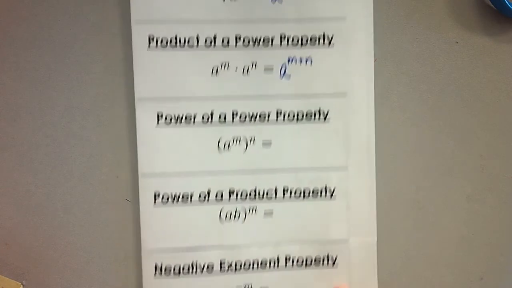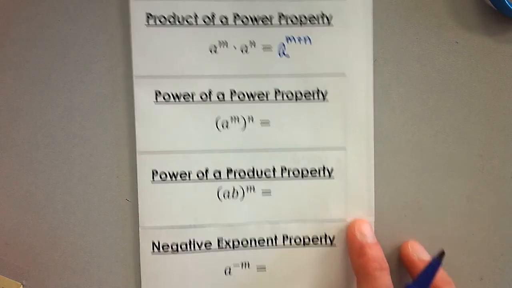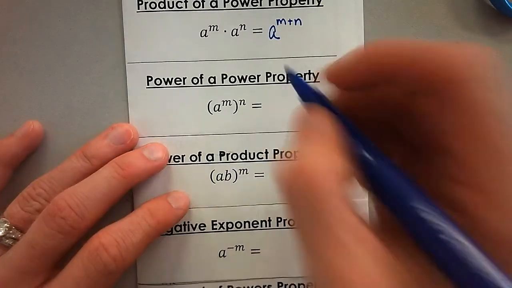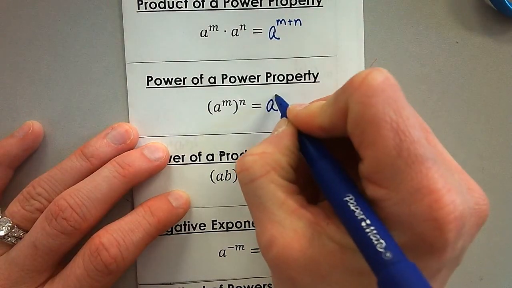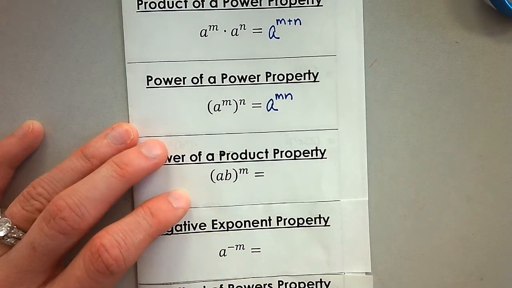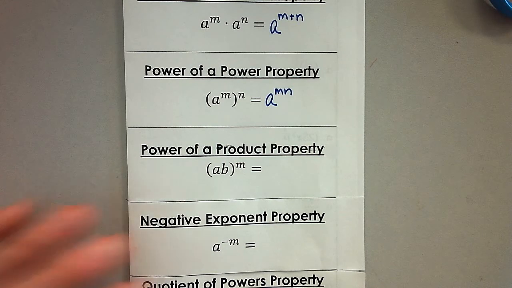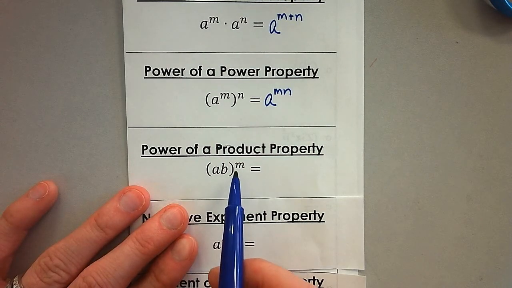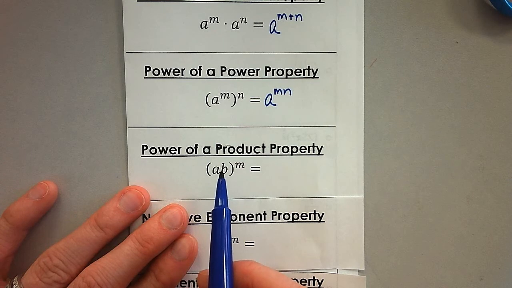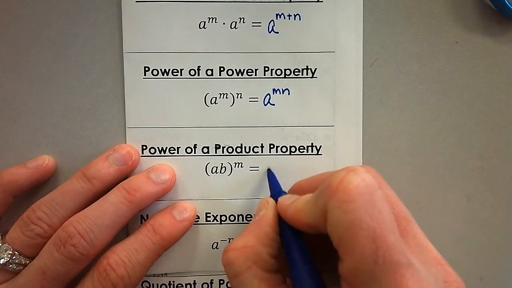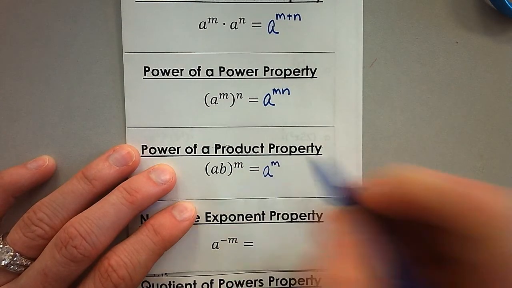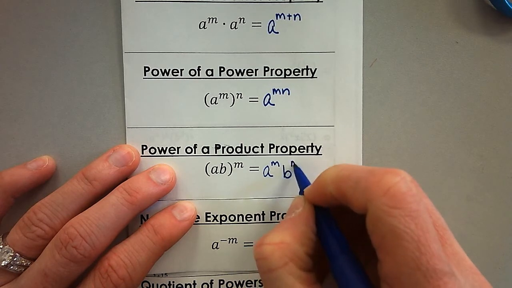Okay, power of a power property. What happens there? You multiply. Yes. So that's a raised to the m times n. Power of a product property just says that the exponent gets put to both values. So this would be a to the m times b to the m.